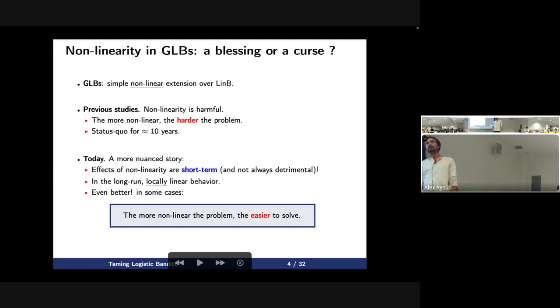And so the conclusion is in sharp contrast with the previous one. It's like, okay, here in GLBs, nonlinearity is a blessing. So the more nonlinear the problem, the better. So this is what I would like to convince you of today.